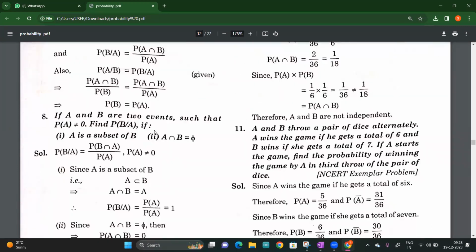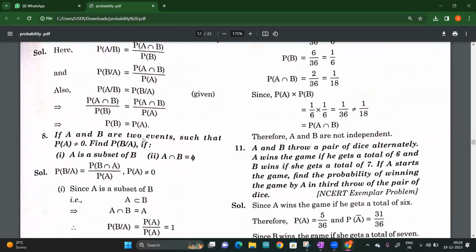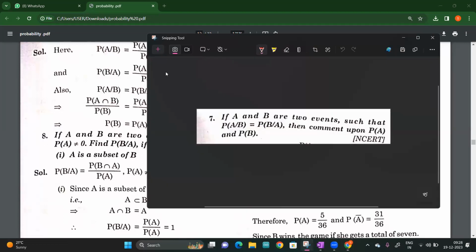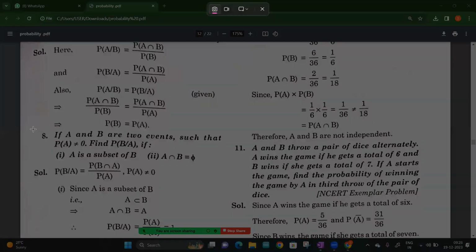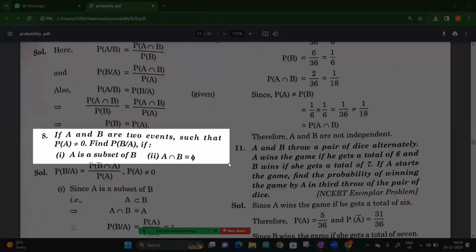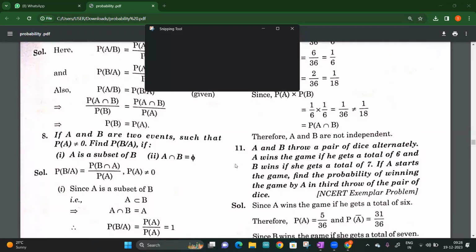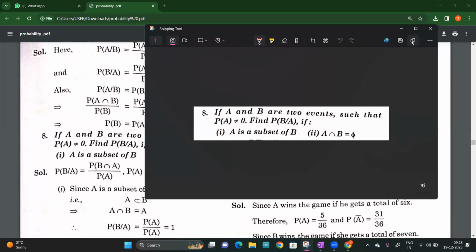Next, eighth question. A, B are two events such that P of A not zero, then find P of B by A. If A is subset of B and A intersection B, both are empty sets, a common value, exclusive events, he said. Okay, let's copy this question. Exclusive events, no? Exclusive.